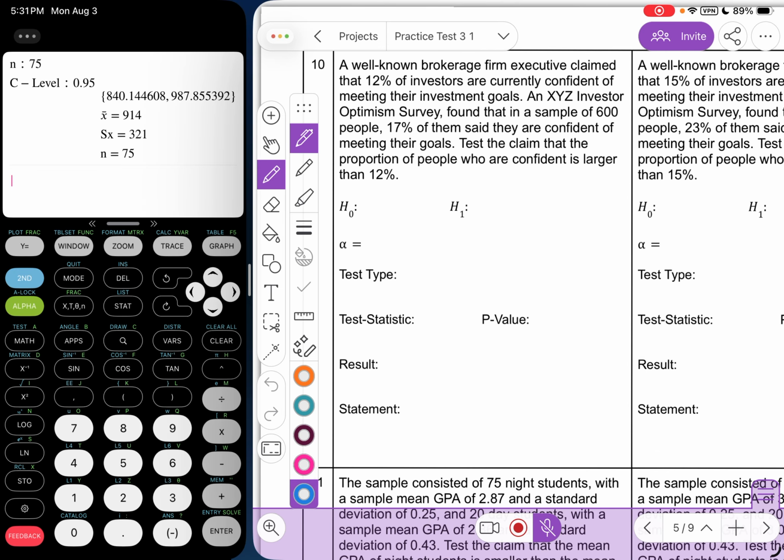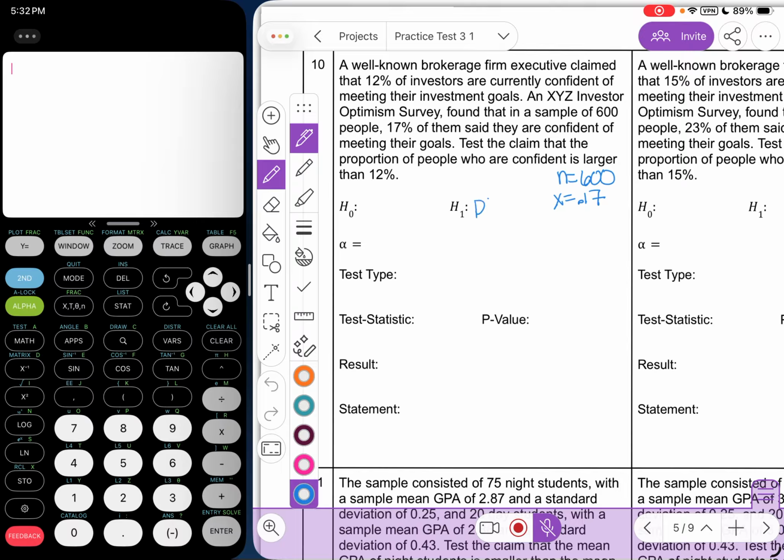All right, now it looks like we're going into hypothesis testing. All right, a well-known brokerage firm executive claimed that 12% of investors are currently confident of meeting their investment goals. An XYZ investor optimism survey found that in a sample of 600 people, so we asked 600 people, 17% of them said they are confident of meeting their goals. Test the claim that the proportion of people who are confident is larger than 12%.